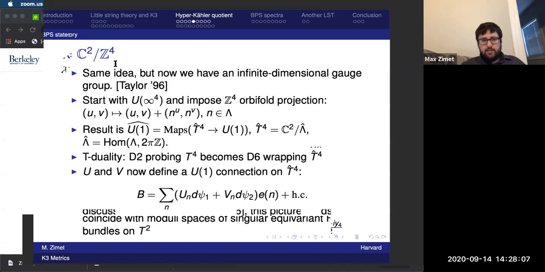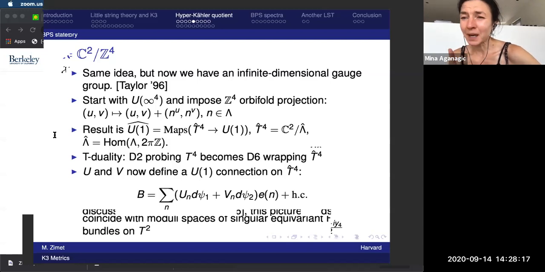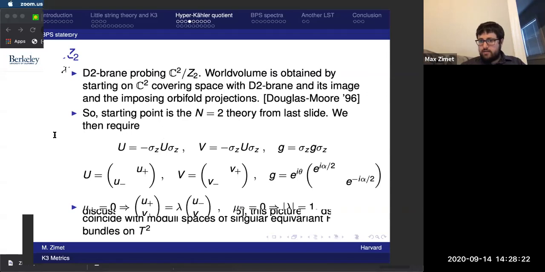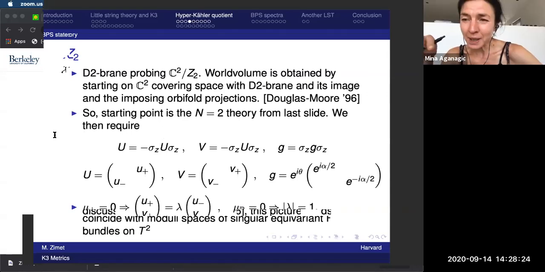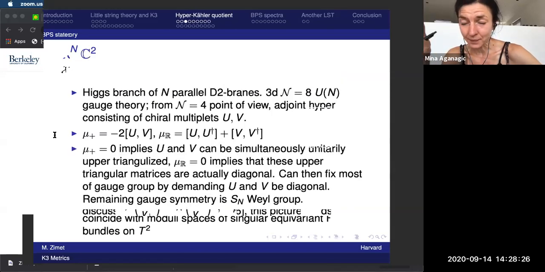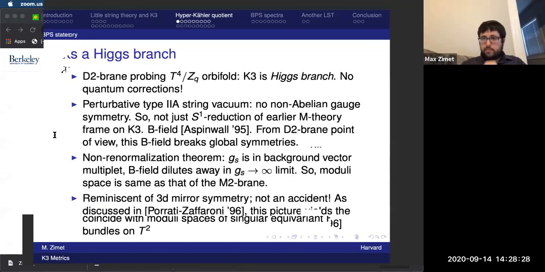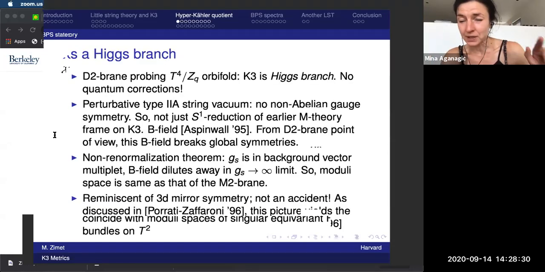So the idea now is you have a whole lattice of image D2 branes corresponding to the points of Z4. And then Max, sorry, just help me out with one thing before we go in here. The relation to 3D mirror symmetry, one should be able to understand it directly from M theory on K3, which is your orbifold, as some kind of different ways of going to type 2 string theory. Can you remind me how this works in this case?